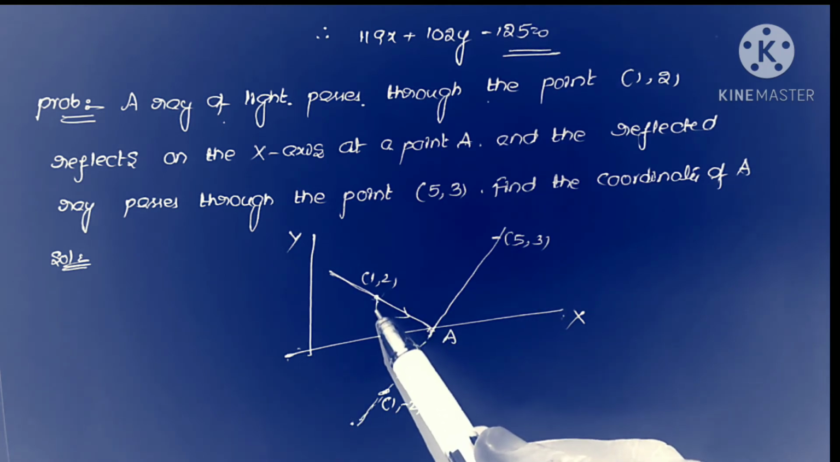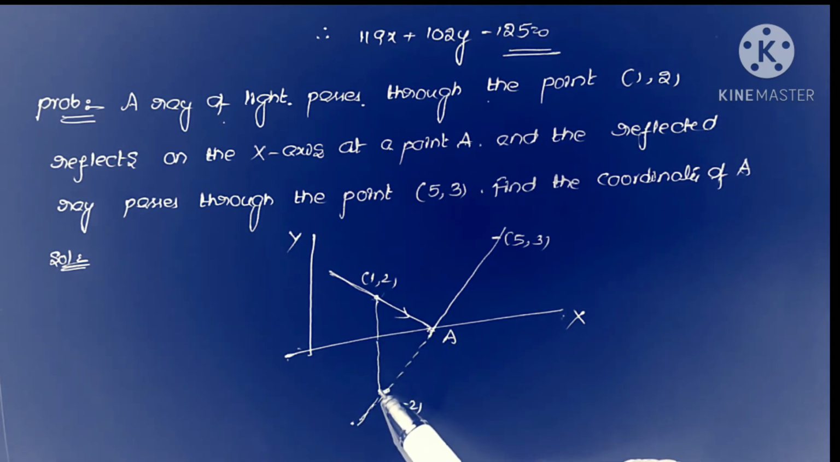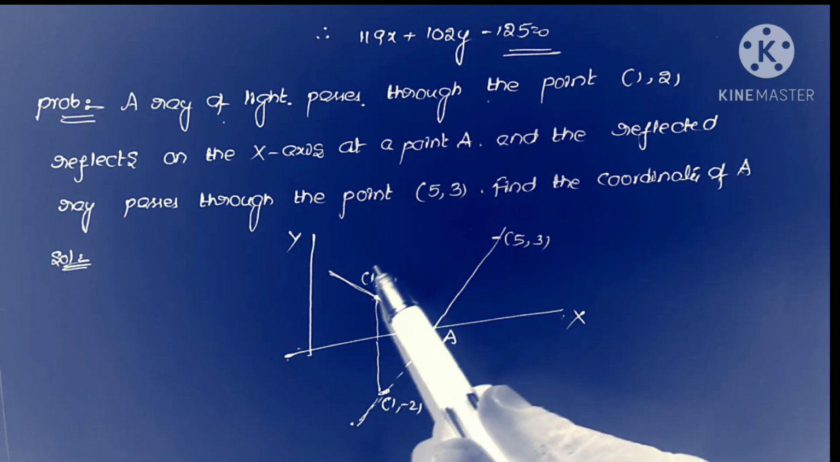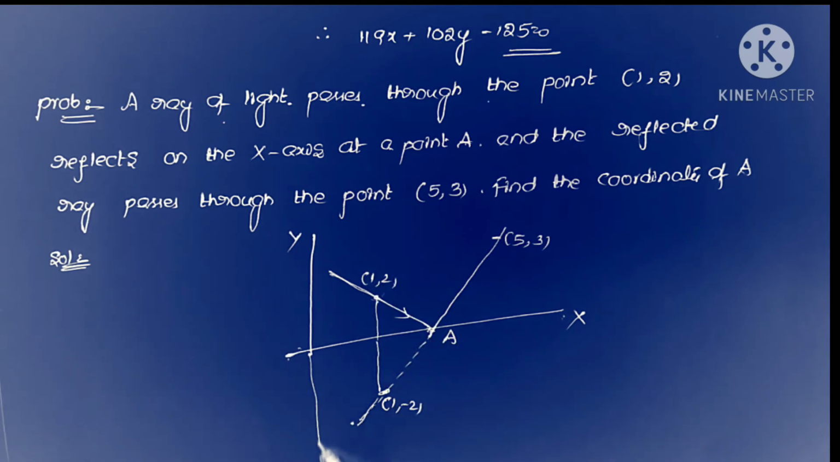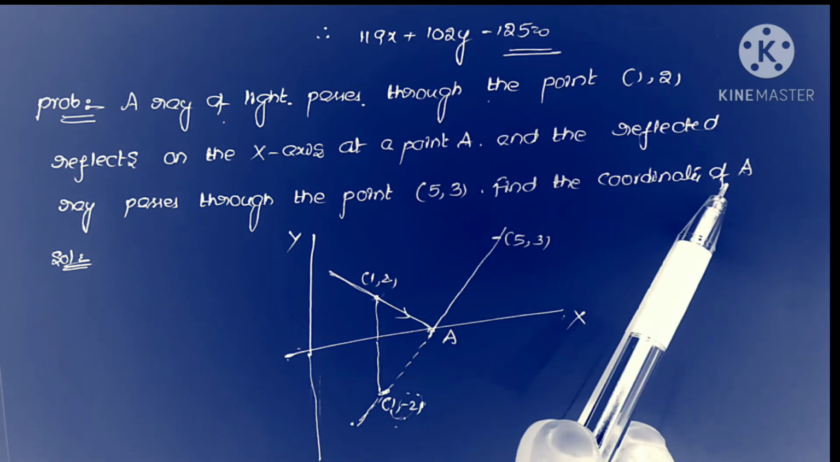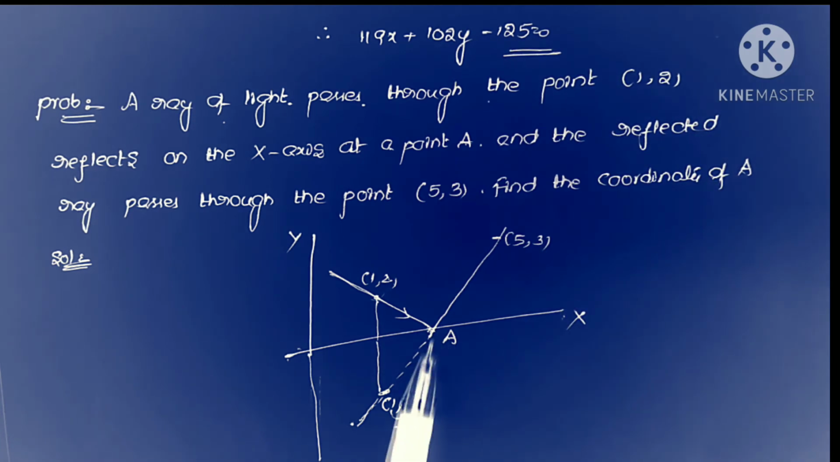Just observe that the two distances are equal here. So the coordinates of this point are 1, 2. Then what are the coordinates of this point? 1, minus 2, since this is the negative y-axis. So this is the image of this point, and the image lies on the reflected line. So this point lies on this line. Now what is the given question? Find the coordinates of A.